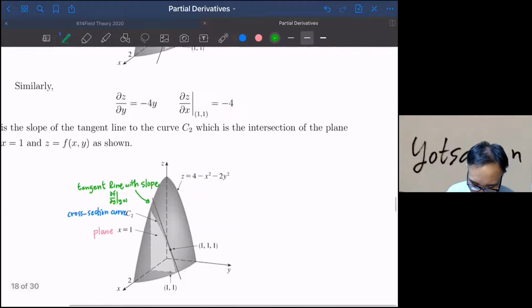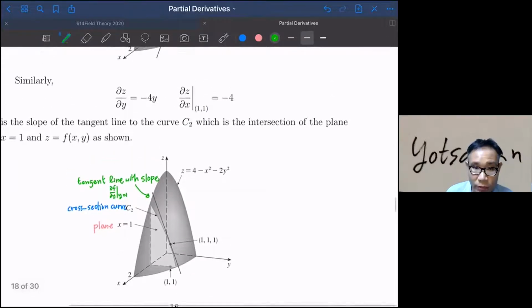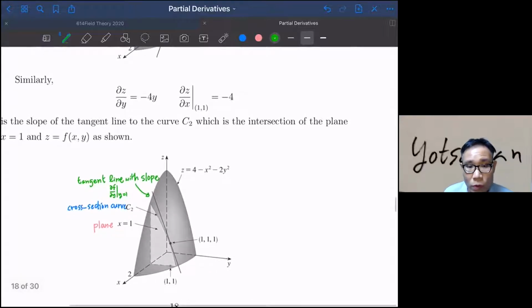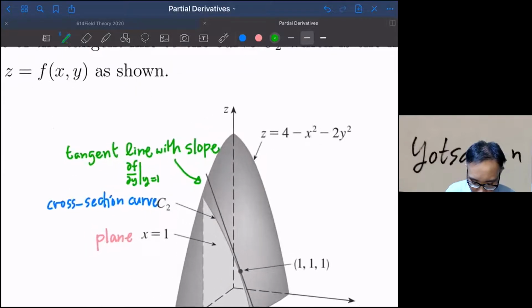And then for the slope of the other tangent line, you have dz/dy equal to negative 4y, and you plug in x equals 1, y equals 1 into that derivative. So it's going to be negative 4. So this will be equal to negative 4 for df/dy at (1, 1).